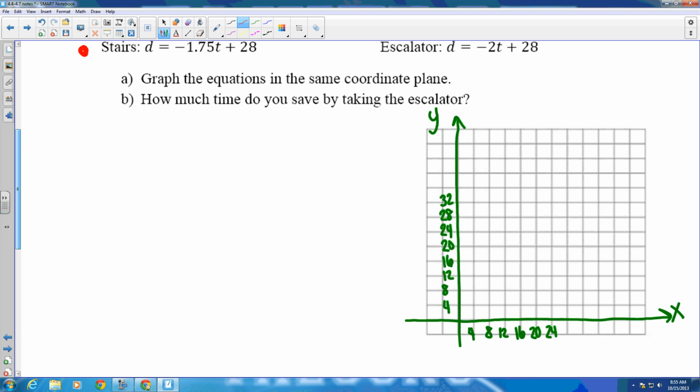So we need to find the t-intercept, I guess, in this case. Instead of x and y, it's d and t. T and d. So our d-intercept is 28 and negative 1.75. We need to write this as a fraction so we know what rise over run is. That is 7/4.